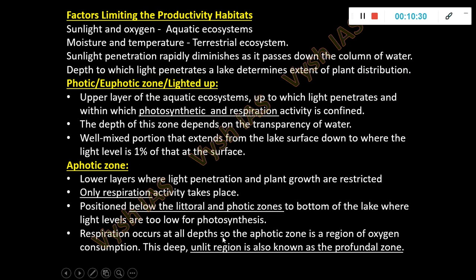Respiration occurs at all depths. So the aphotic zone is a region of oxygen consumption. Because, as I told, respiration happens at every level, in the bottom level only respiration happens. That is why oxygen consumption happens there at a very high rate. This deep unlit region is also known as the profundal zone. Like you read here, photic, euphotic, lighted up is one zone, then aphotic, and at the bottom the profundal zone. This is the naming convention, so if you need to arrange it from top to bottom or bottom to top, this is the order.